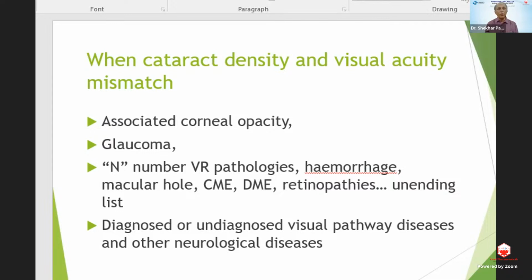When the cataract density and visual acuity mismatch, there is associated corneal opacity, associated glaucoma, n number of vitreoretinal pathologies like vitreous hemorrhage, macular hole, diagnosed or undiagnosed on the ruby lens or 60 diopter biomicroscopic ophthalmoscopy lens, cystoid macular edema, diabetic macular edema, different types of retinopathies like retinitis pigmentosa, dry or wet AMD. Yes, this list is unending. So also already diagnosed or undiagnosed visual pathway diseases and other neurological conditions. They all lead to post-operative surprises of visual acuity recovery and sometimes land us in embarrassing situations.